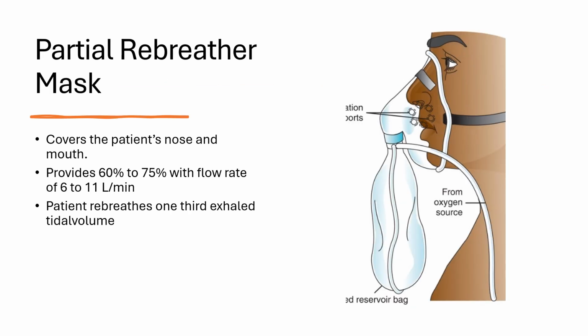Partial rebreather mask covers the patient's nose and mouth, provides 60 to 75% with a flow rate of 6 to 11 liters per minute. Patient rebreathes one-third of exhaled tidal volume.